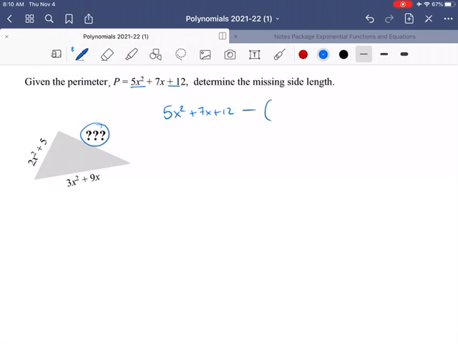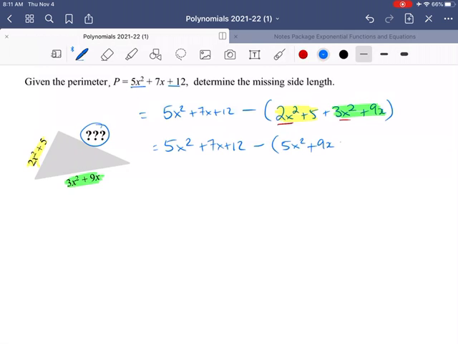So subtract 2x squared plus 5 plus 3x squared plus 9x. All right. The 2x plus 5 shows up there, and the 3x squared plus 9x shows up there. Okay. So let's, first of all, collect a few like terms on this side, the 2x squared and the 3x squared. So let's just simplify things a little bit. 5x squared plus 7x plus 12. And then the 2x squared and the 3x squared make 5x squared. And that's it. So 9x plus 5.